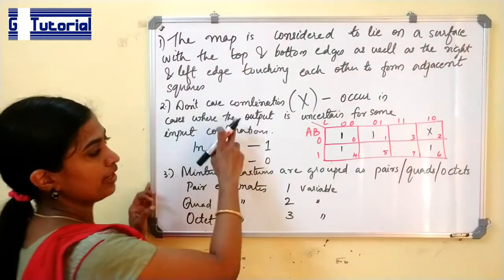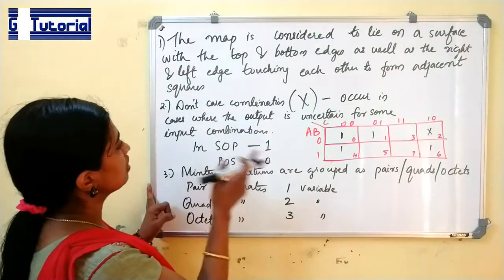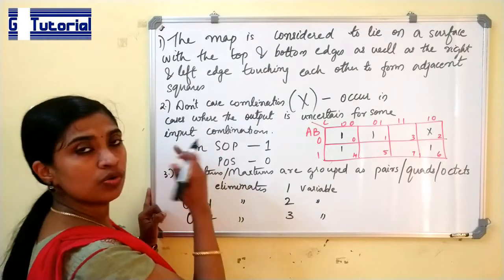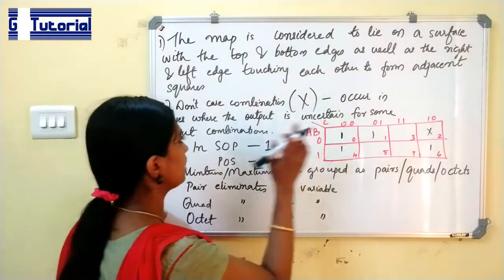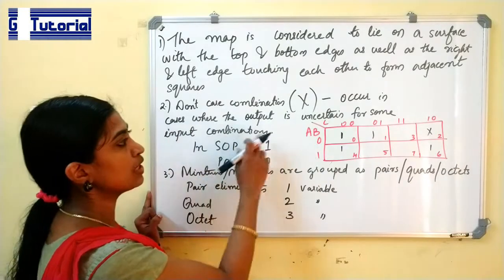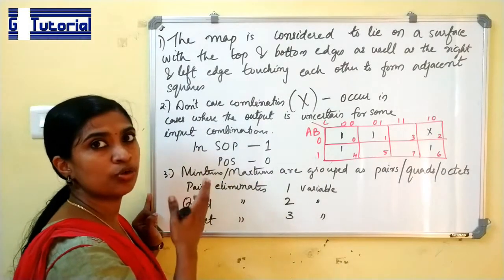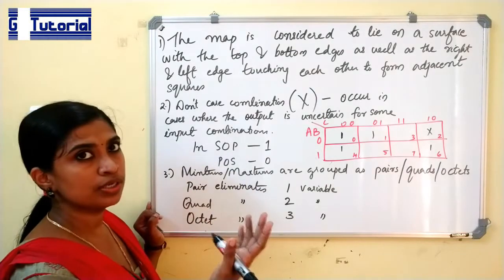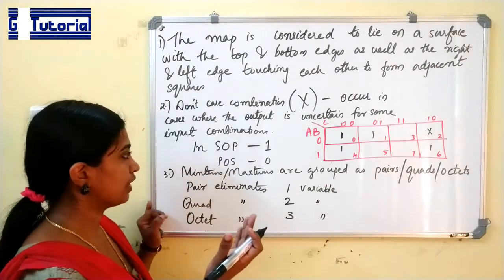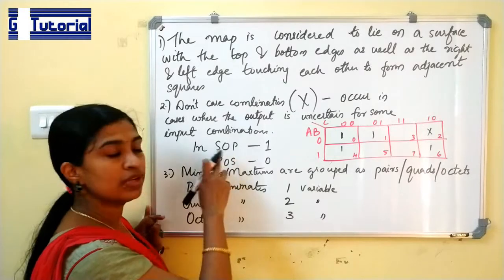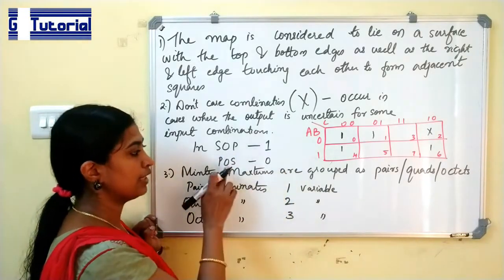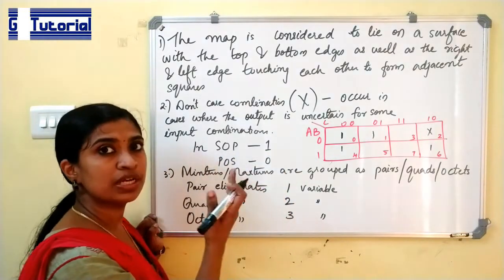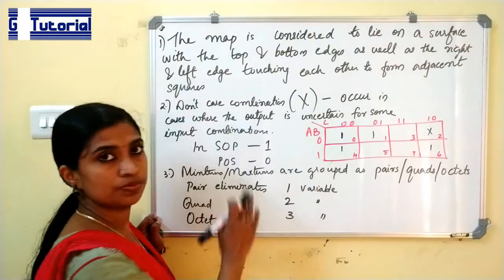Second is don't care can be treated as either 1 or 0. Don't care is something which occurs in cases where the output is uncertain. For certain combinations of input, the output is not known, whether it is 0 or 1. So, we are taking it as don't care. In SOP expression, we are taking don't care as 1. And in product of sum expression, we are treating don't care as 0.